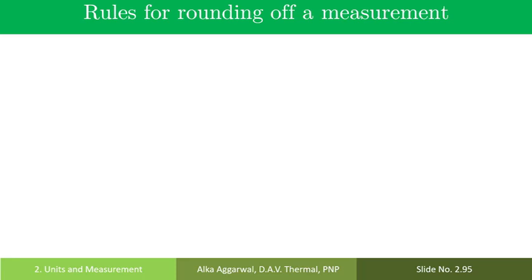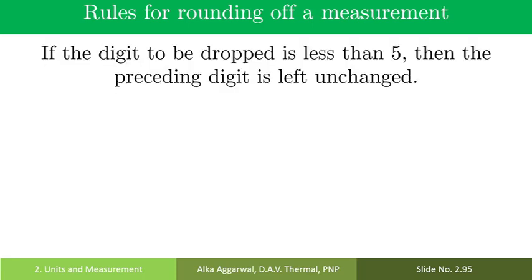Hello, today we start with the rounding of the measured quantity. If the digit to be dropped is less than 5, then the preceding digit is left unchanged. That is, if the digit to be dropped is 4 or less, the preceding digit is to be left unchanged.